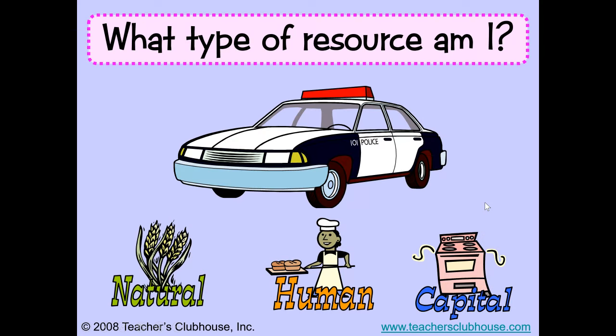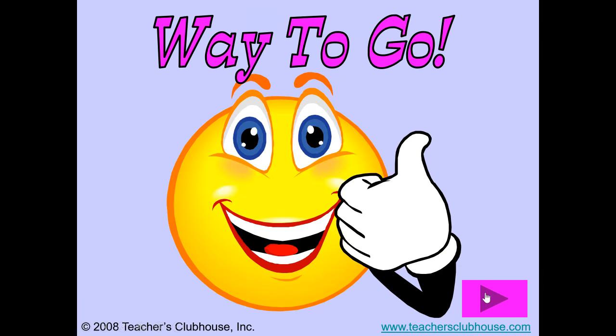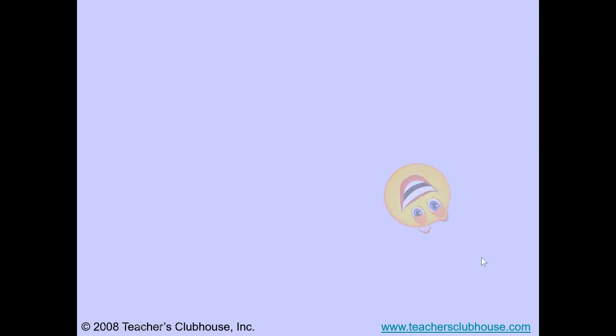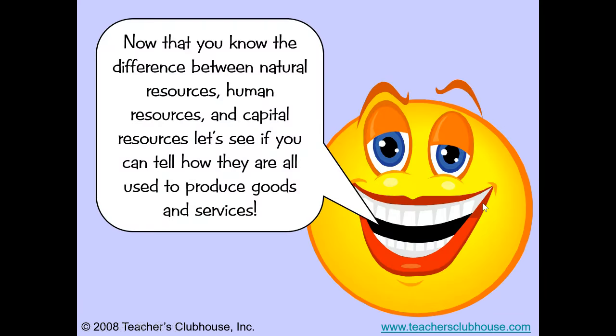What type of resource am I? A police car. I hope you said a capital resource. A car is a good that someone had to make for others to use. Now that you know the difference between natural resources, human resources, and capital resources, let's see if you can tell how they are all used to produce goods and services.